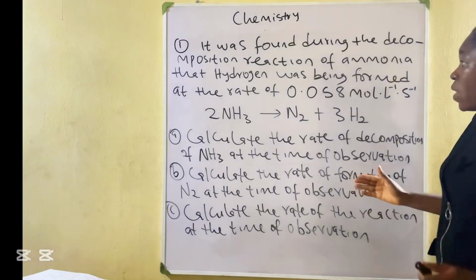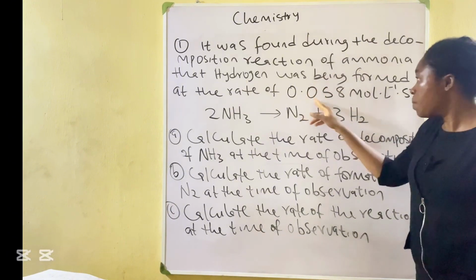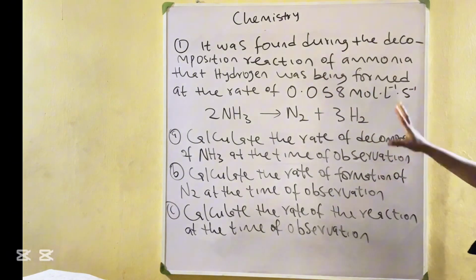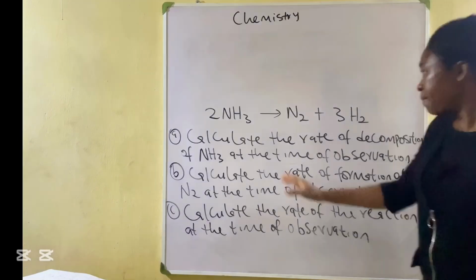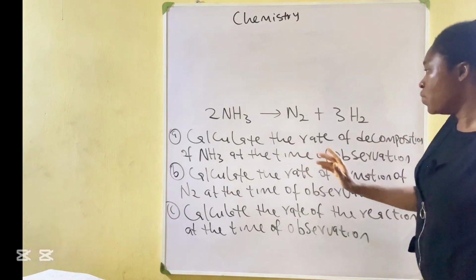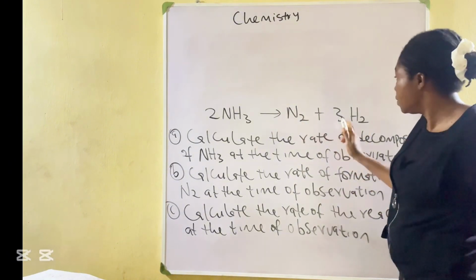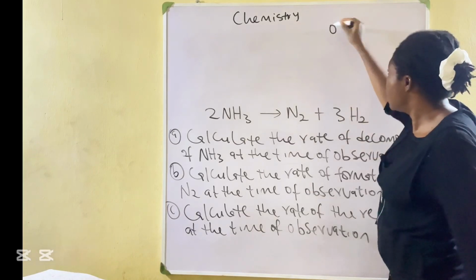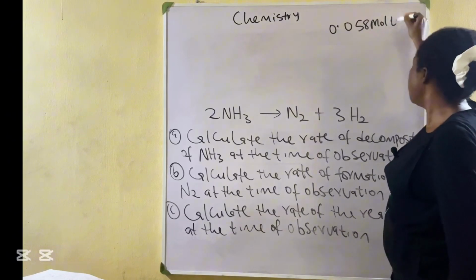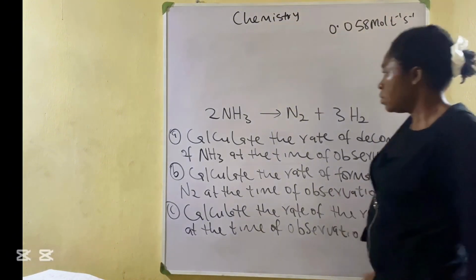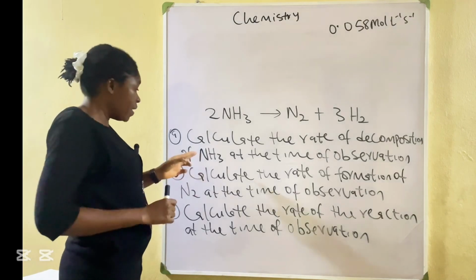Alright, so we're going to start with number 1. So you can see that hydrogen is being formed at the rate of 0.058. So I'm cleaning the board to have a space to solve it. Calculate the rate of decomposition of ammonia at the time of the observation. We are given the value for the concentration of hydrogen to be 0.058 mole per liter per second. And we're asked to find the rate of decomposition of ammonia.